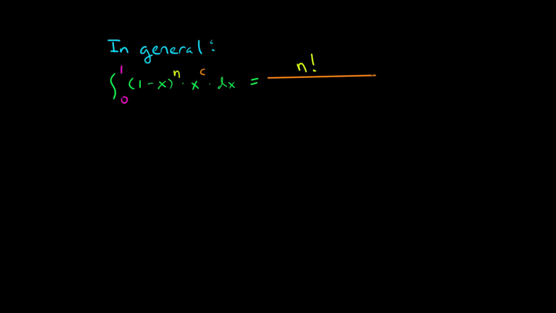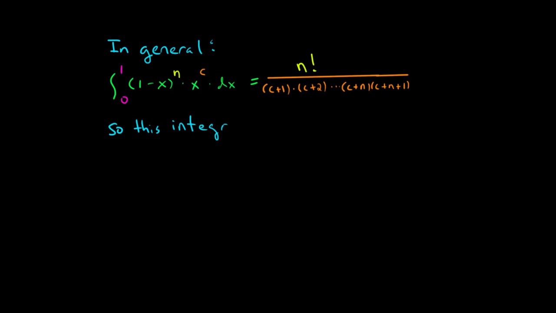That's what we have. So that was for the case of n equals 3, but we can also see from this what's going on in general. In general, what we have is that the integral from 1 to 0 of 1 minus x quantity to the n times x to the c dx equals n factorial, right? N factorial, all over c plus 1 times c plus 2, and so on, dot, dot, dot, all the way up to c plus n times c plus n plus 1. Right? In our n equals 3 case, the last term in the denominator there was c plus 4.